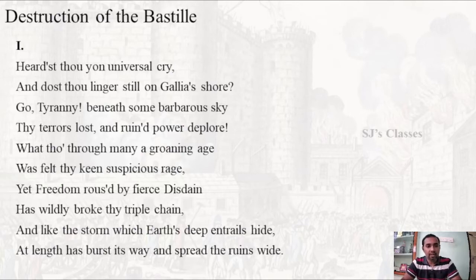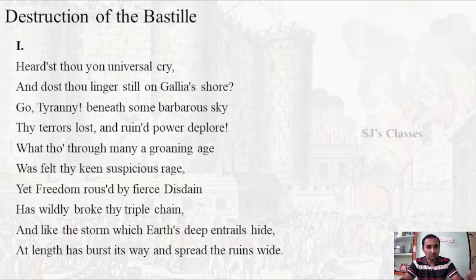What though through many a groaning age was felt thy keen suspicious rage, yet freedom roused by fear's disdain. Again, you have two examples of personification here: one is freedom and the other is disdain. So Coleridge says, what though through many a groaning age was felt thy keen suspicious rage, yet freedom roused by fear's disdain has wildly broke thy triple chain, and like the storm which earth's deep entrails hide, at length has burst its way and spread the ruins wide. So many ages have felt your rage, but finally freedom aroused, and it aroused from fear's disdain. Disdain is the feeling that someone or something is unworthy of one's respect or consideration.